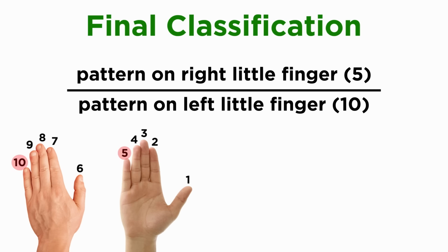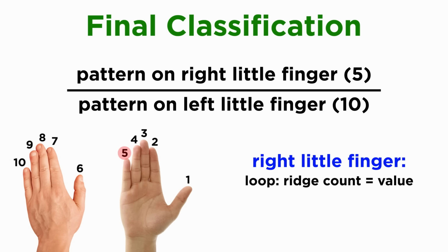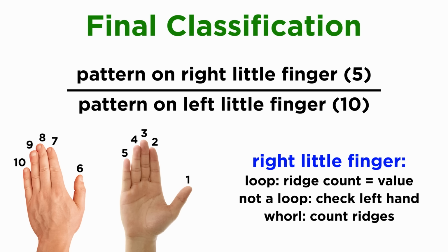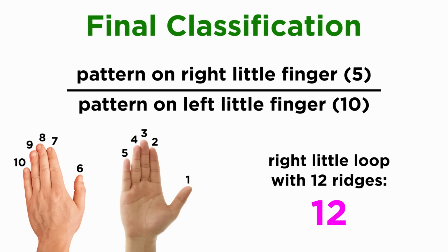Then, final classification prioritizes the little fingers. If the right little finger is a loop, its ridge count defines the final value. If not, the left little finger is checked. For whorls, an ulnar loop is simulated by counting ridges between the core and the left delta. In practice, only one value is recorded. For example, a right little loop with 12 ridges yields a final classification of 12.